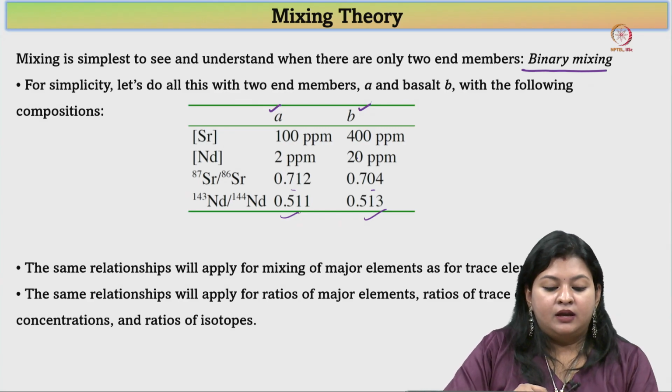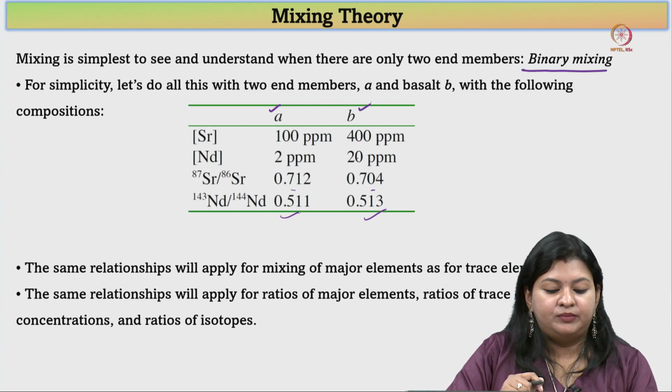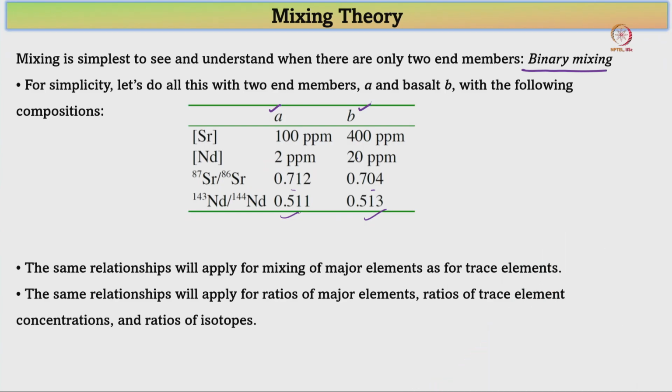Now, a certain point that we need to remember is that the same relationships will apply for major elements as for trace elements which are of conservative nature. Mostly major elements are conservative. What do I mean by conservative? That means their sum remains stable. The fraction coming from A plus the fraction coming from B is stable, and that is equal to 100% fraction.